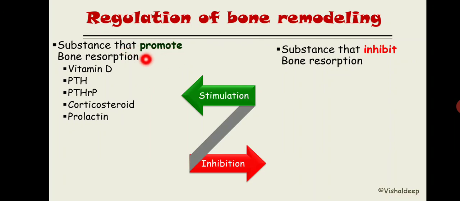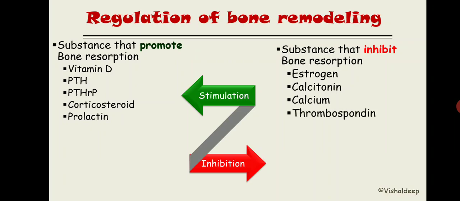Now prolactin will stimulate bone resorption, so it will release calcium from the bone into the circulation, and that calcium is utilized to make milk. Got it? Now the substances that inhibit bone resorption are estrogen, calcitonin, calcium itself, and thrombospondin.